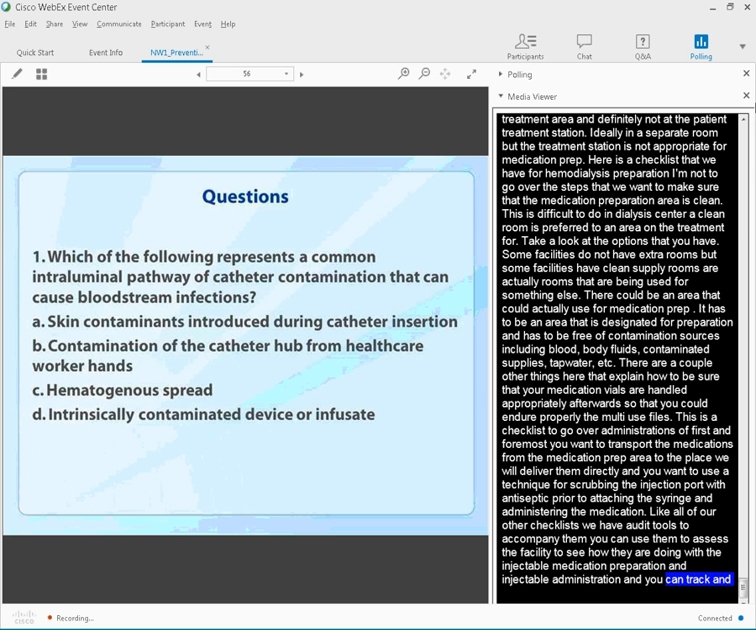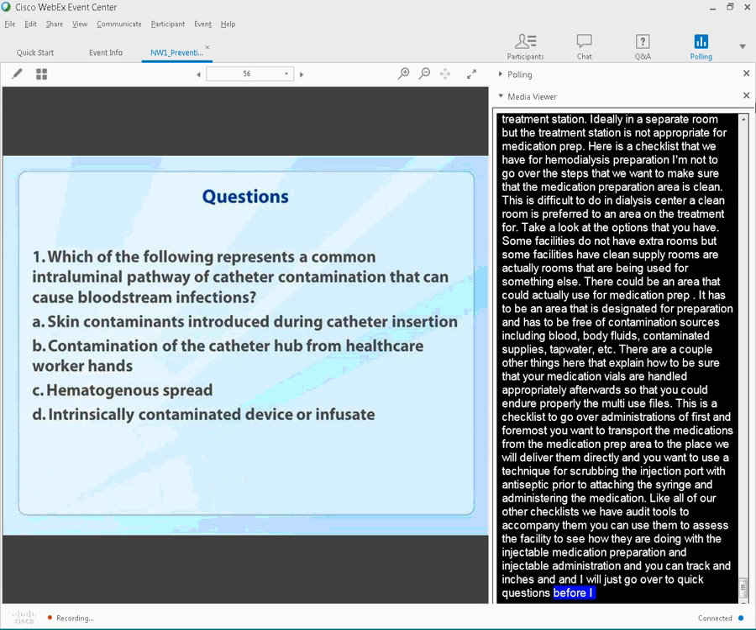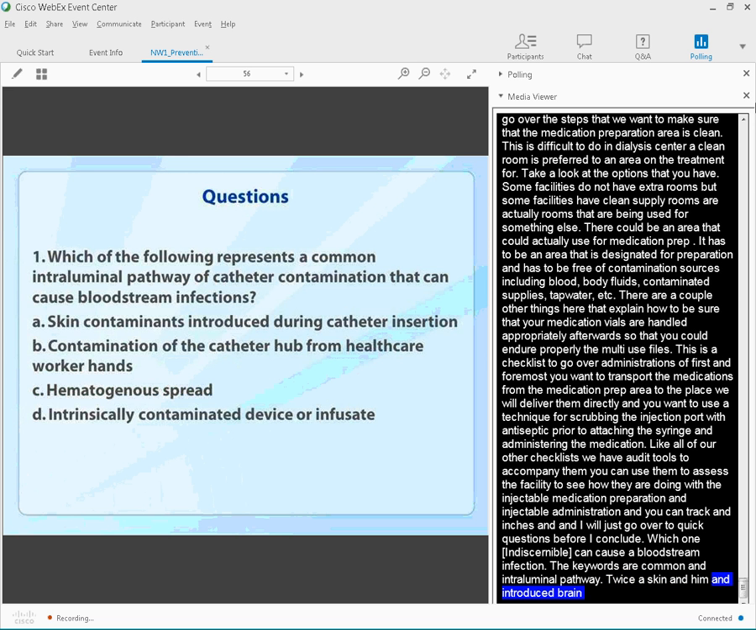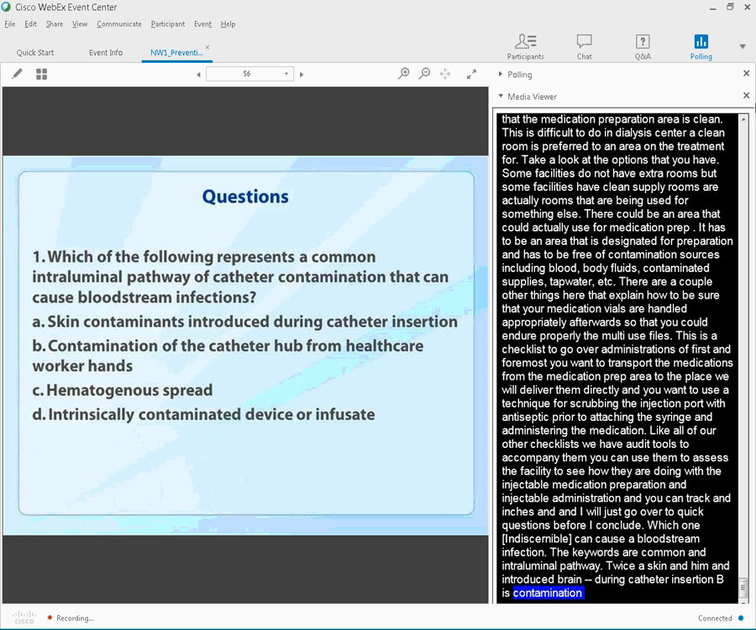So I'm just going to go over two quick questions to review what we talked about before I conclude. The first one is, which of the following represents a common intraluminal pathway of catheter contamination that can cause bloodstream infection? And the keywords here are common and intraluminal pathway. Okay? So choice A is skin contaminants introduced during catheter insertion. B is contamination of the catheter hub from healthcare worker hands. C is hematogenous spread. And D is intrinsically contaminated device or infusate.